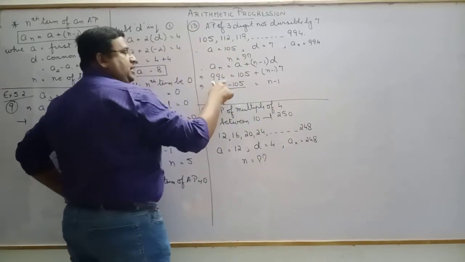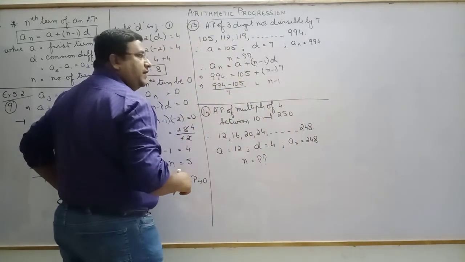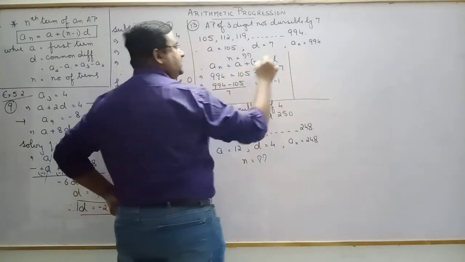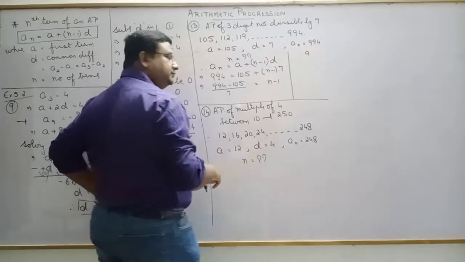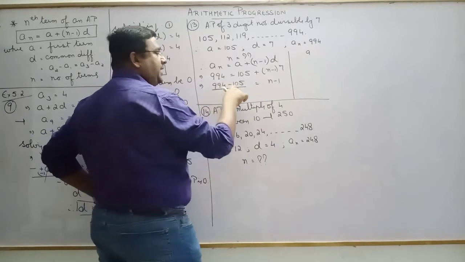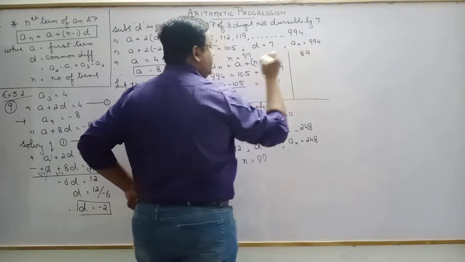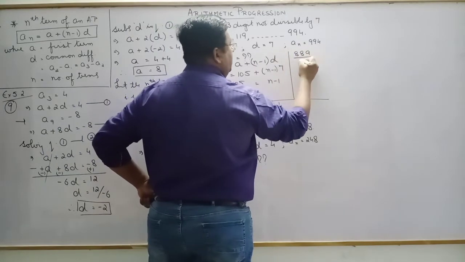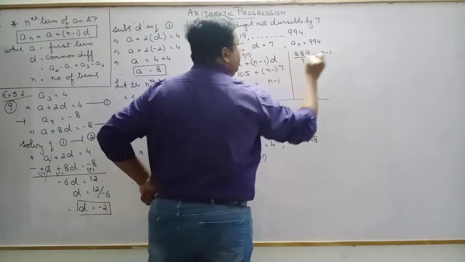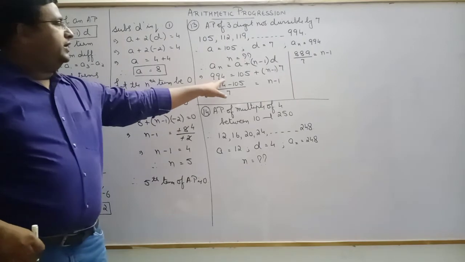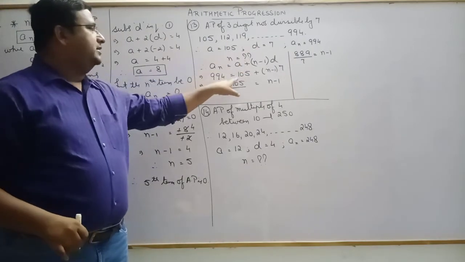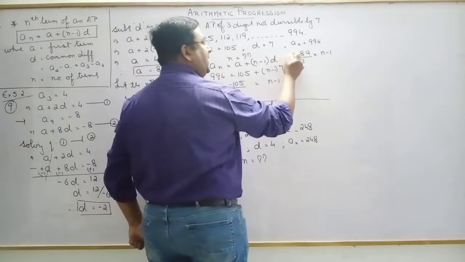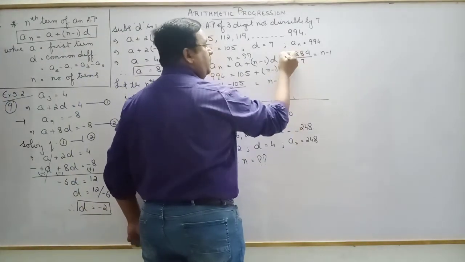Right? 994 minus 105, all of us can do the subtraction. Yes? 14 minus 5, 9. Clear? 8 minus 0, 8. And 9 minus 1, 8. So 7 upon 8 is equal to n minus 1. Clear? Simple calculation, I hope.